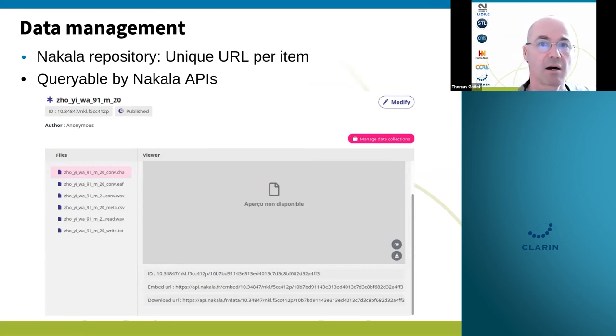The files are, as I said, on Nacala, and Nacala offers the possibility to query each one of the files, because each one of the files is provided automatically with a specific URL. So as you can see, for example, the SHA file here, which is selected, has a specific URL that a program can retrieve, so that the program can actually act and handle that particular file before it moves on.